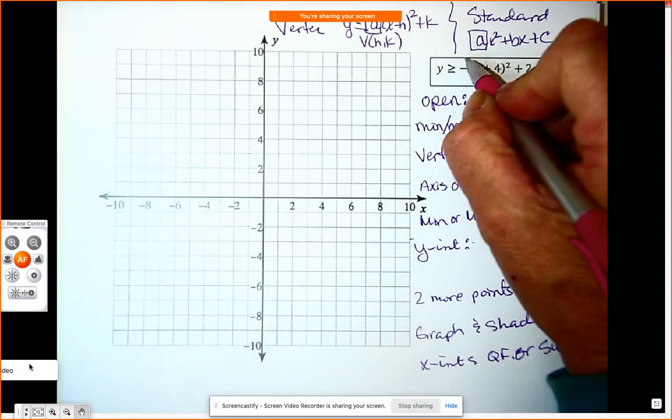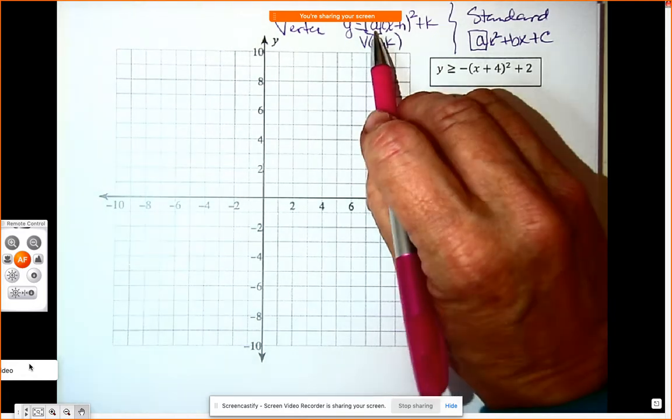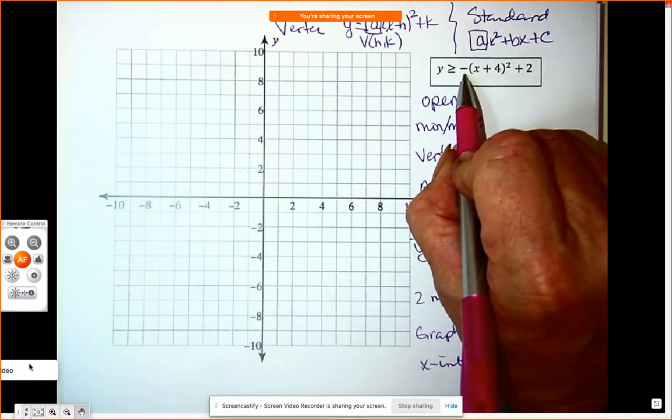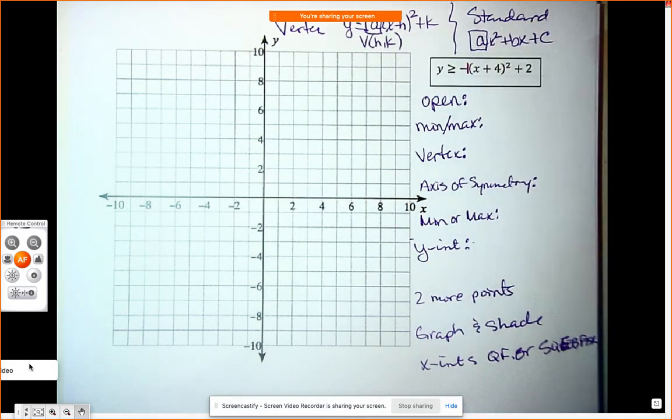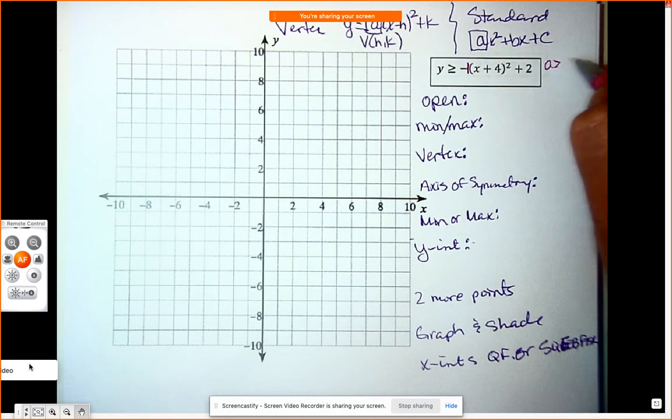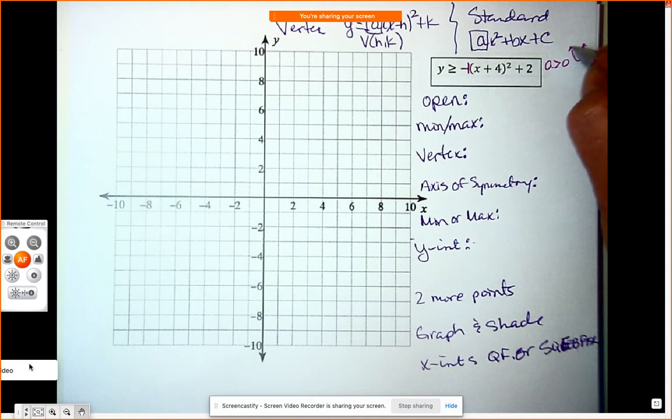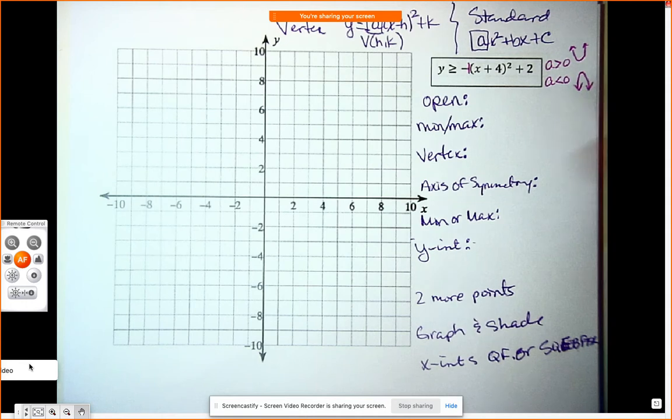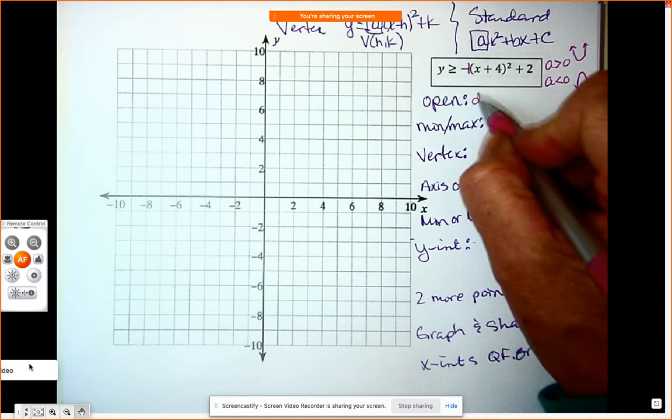You look at the leading coefficient on this one, the number in front of the parenthesis. Well, there's a negative there. It's really a skinny -1. So if a is greater than 0, if it's a positive number, then it's going to open upwards. If a is less than 0, it's negative. Okay, you're right. The leading coefficient tells us. So this one's going to open down.